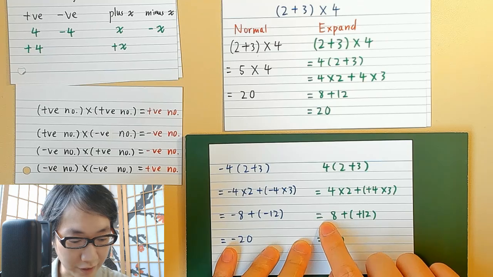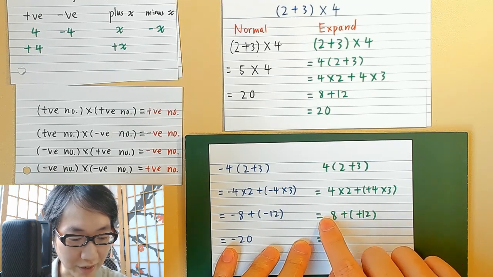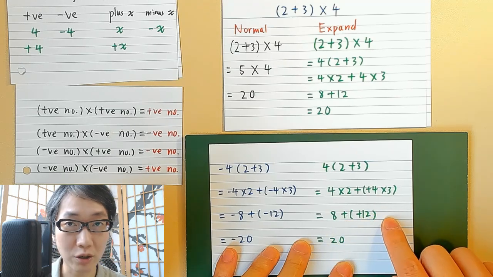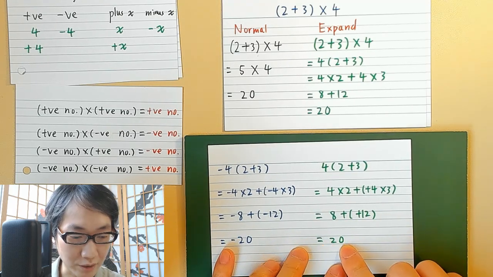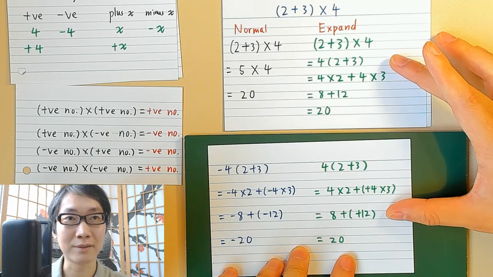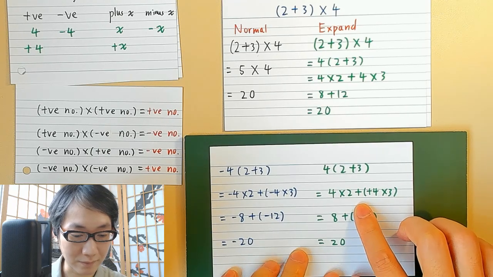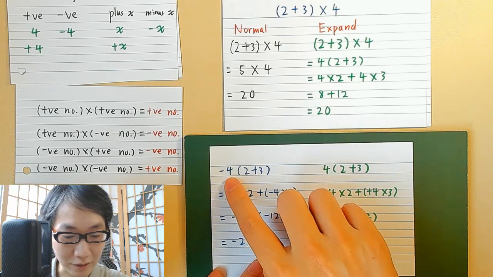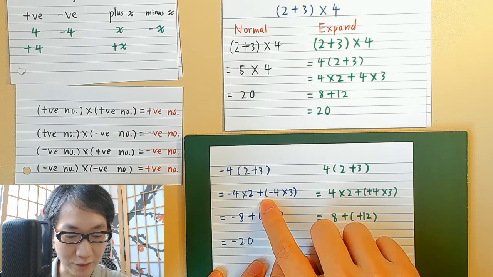Next is positive 8 plus positive 12. We have positive 8 cookies and positive 12 cookies. Then we have positive 20. Okay, these two are the same way, but with this one, I include the plus sign. For negative, we always include a plus sign. It will be more obvious.